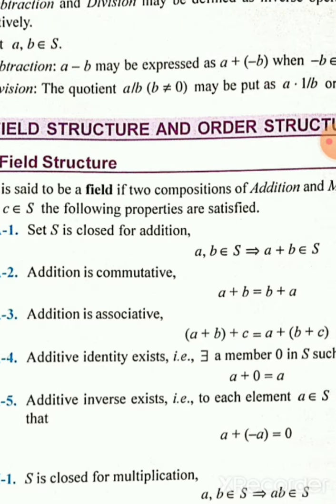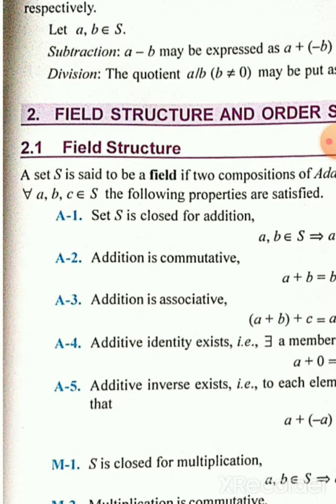So A1 is the first property, that set S is closed for addition. This set S must be closed for addition. This is the first property. What does closeness mean? Closeness means you can choose any two elements from that set S, and for that set S, a plus b must belong to S. This is called closeness. It means set S is closed with respect to the operation addition.